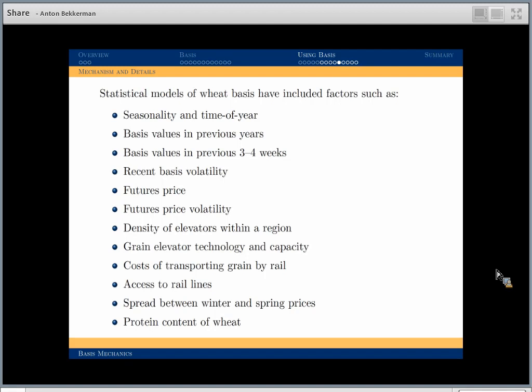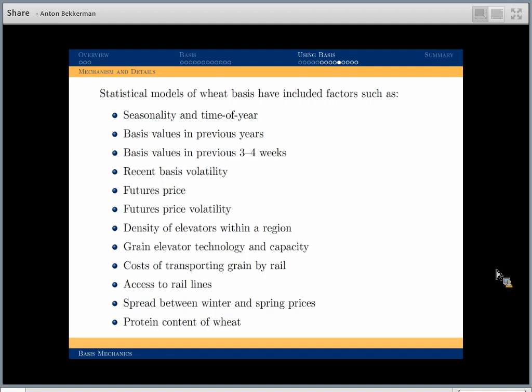Access to rail line. Does the elevator have access to a rail line, or is it just a trucking elevator? That'll impact basis. The spread between winter and spring prices, the protein content of wheat, and other factors, if you're interested in, we can chat later after the presentation.